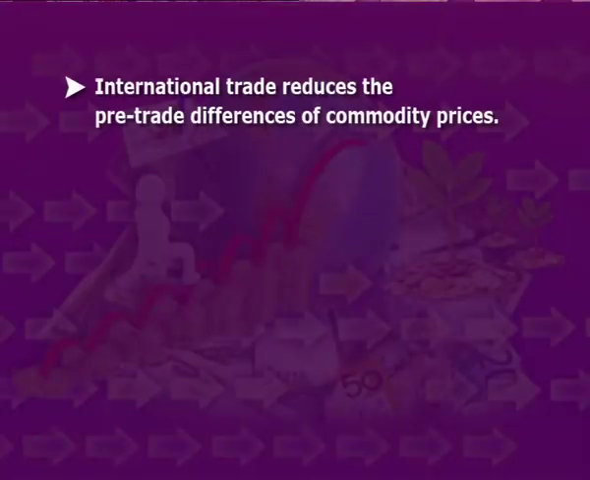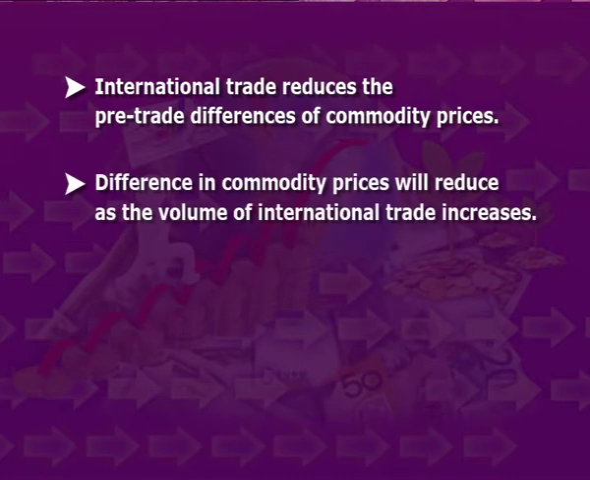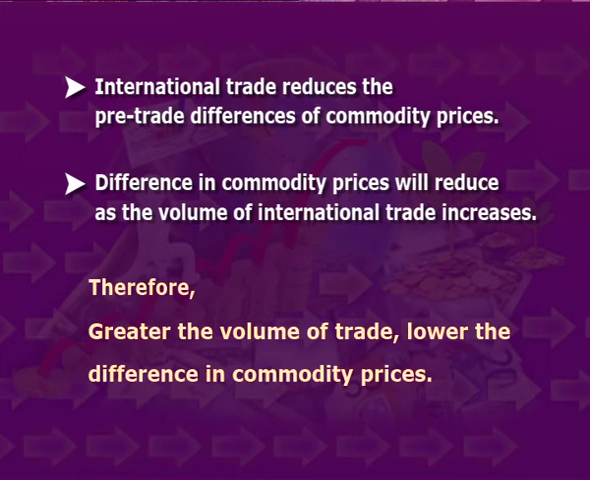In the absence of transport cost or other restrictions to international trade, the most immediate effect of international trade is that it would equalize relative commodity price in both nations. It means that international trade reduces the pre-trade differences of commodity prices. Difference in commodity prices will reduce as the volume of international trade increases. Therefore, we can say that greater the volume of trade, lower the difference in commodity prices.